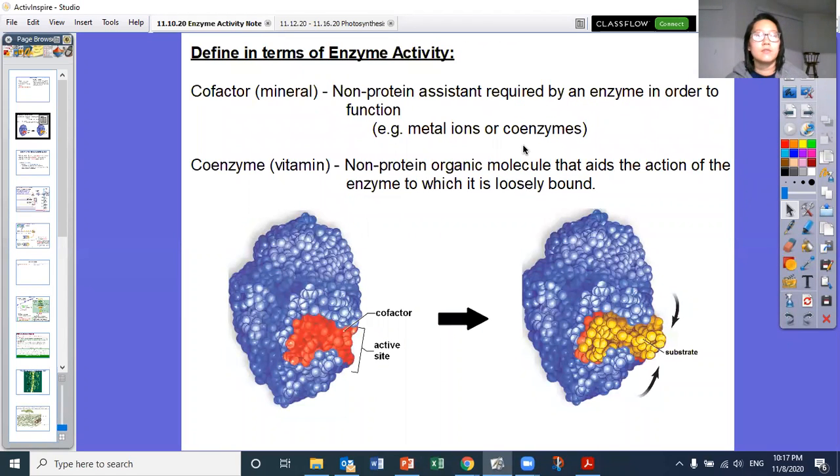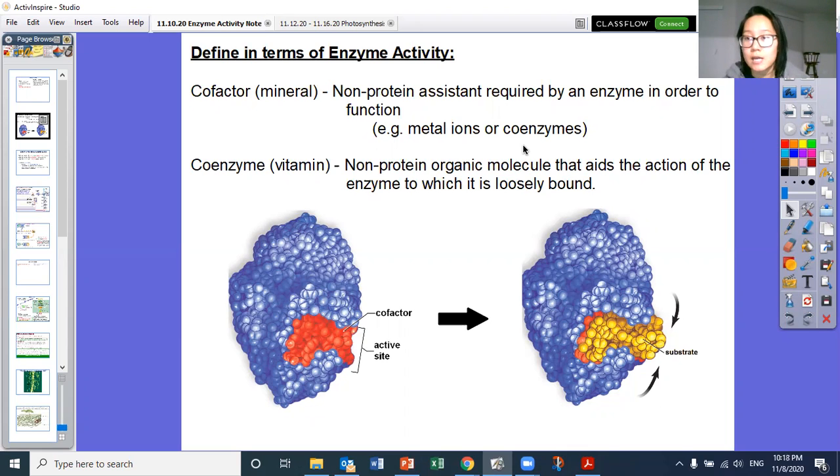So to define terms in enzyme activity reactions, a cofactor is usually made up of a mineral, and it is a non-protein assistant required by an enzyme in order to function. So examples that I provided are metal ions or coenzymes, and these things have to be attached or have to be present in the environment for the enzyme to work.